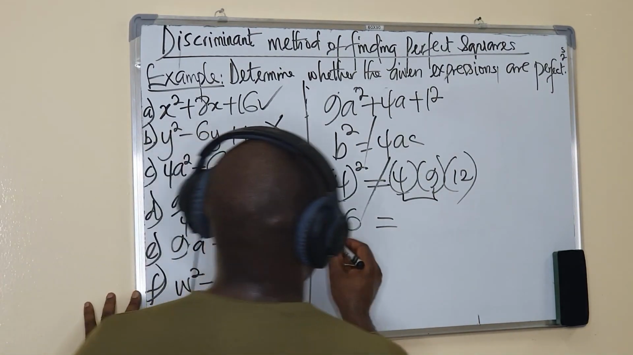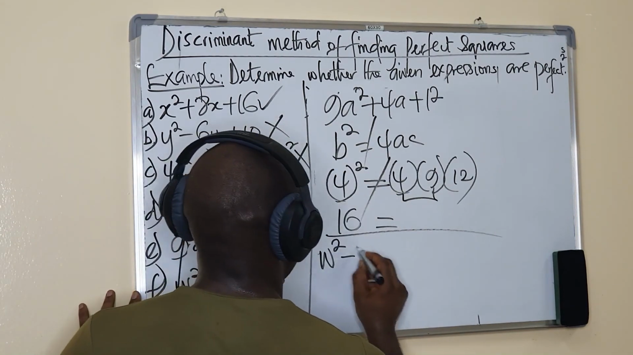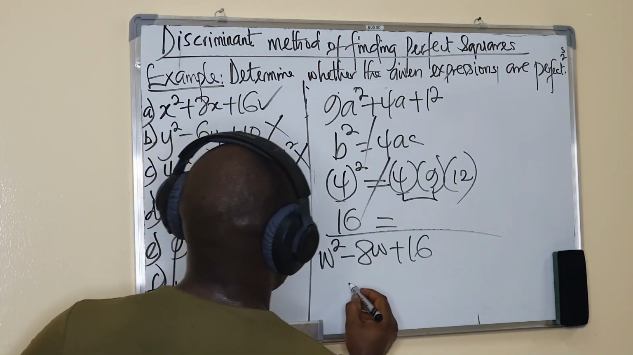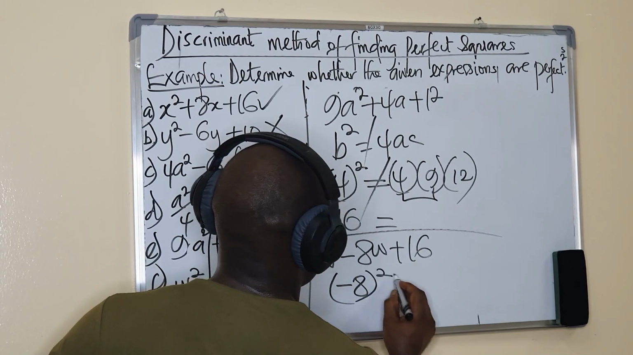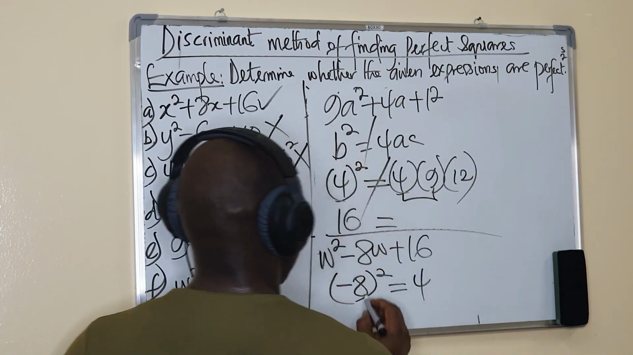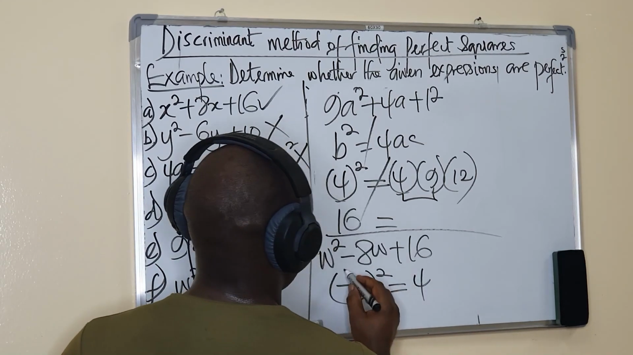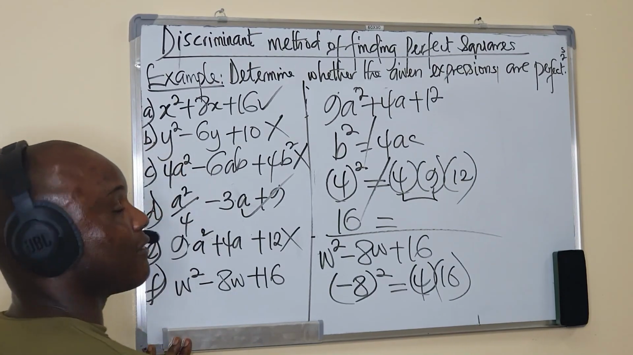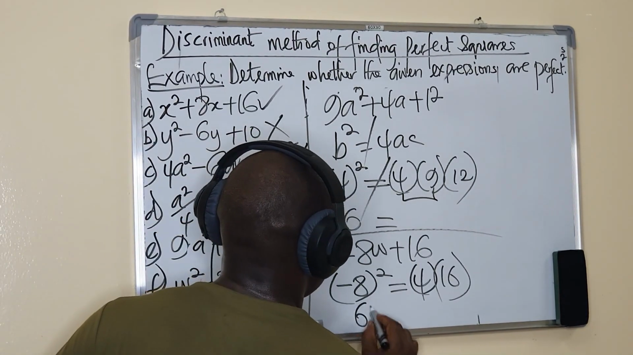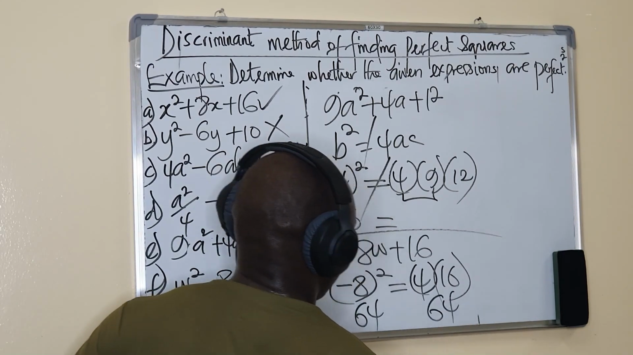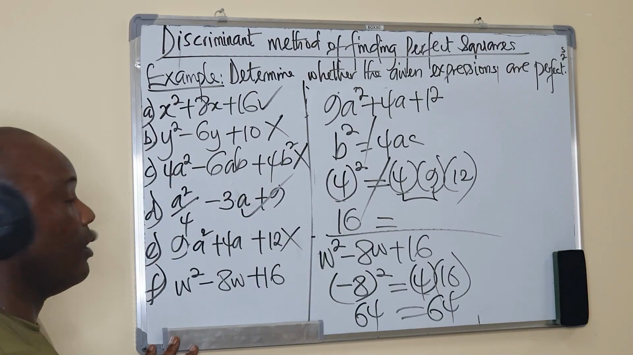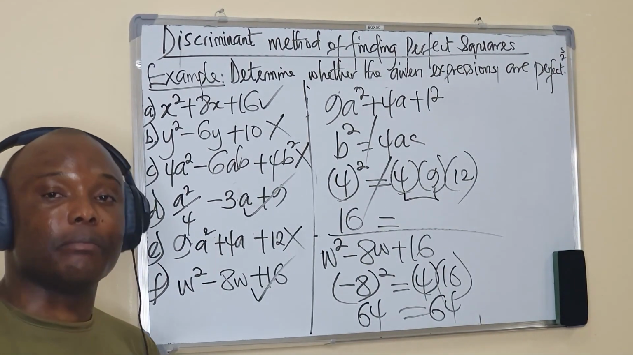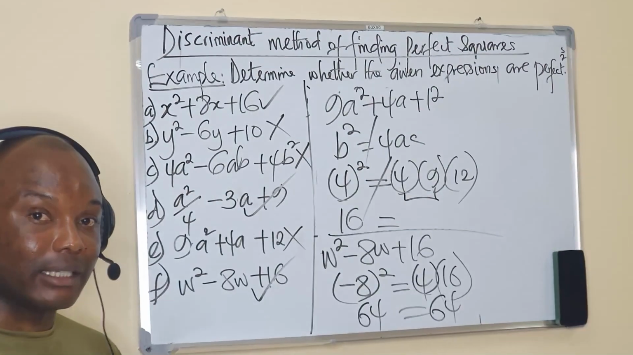Our last example has w squared minus 8w plus 16. What's our b squared? Our b squared is negative 8 squared. Is it equal to 4ac? 4 times a is 4 and our c is 16. Is 8 squared the same thing as 4 times 16? 8 squared is 64. 4 times 16 is also 64. So 64 is equal to 64. What that means is that w squared minus 8w plus 16 is a perfect square. Do you see how easy that is as well?